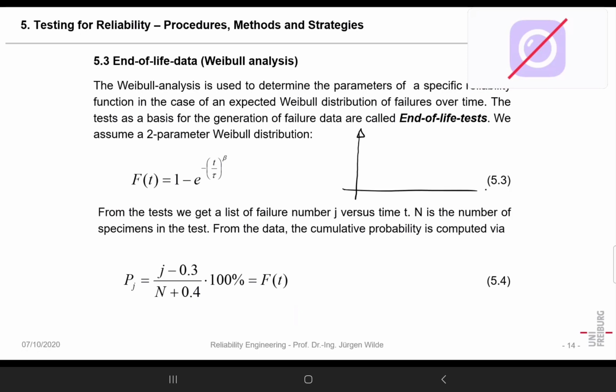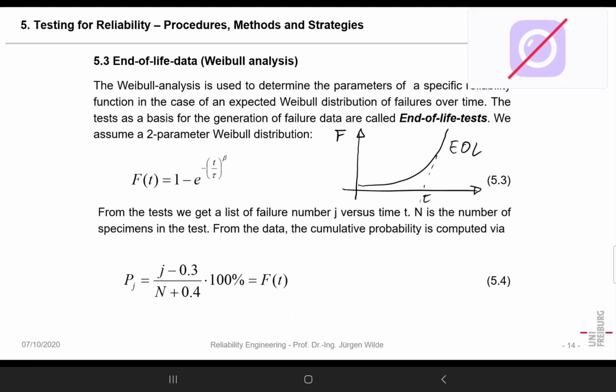We have the numbers of failures, and that number of failures, or the f of t, is going up in a certain way. And that here is the EOL. What does that mean, EOL? End of life. Yeah, okay. So here you could say somehow here the wear out begins somewhere here.